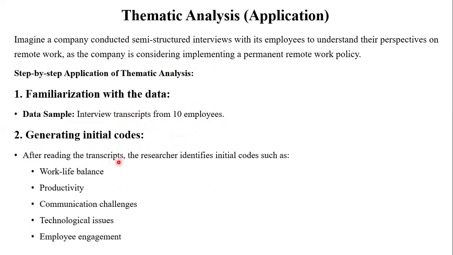As a second step, you need to generate the initial codes. After transcribing the data, you read the transcription and you identify some initial codes like work-life balance, productivity, communication challenges, technological issues, employee engagement, etc. These are some of the initial codes that you as a researcher will identify from the interview transcripts. So this will basically cover the second step of your thematic analysis.